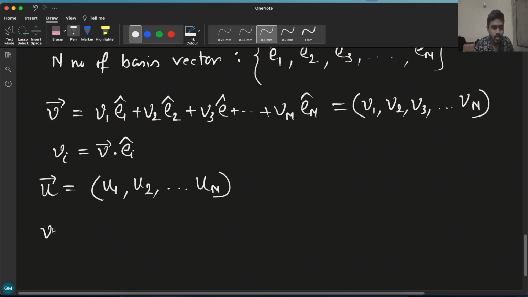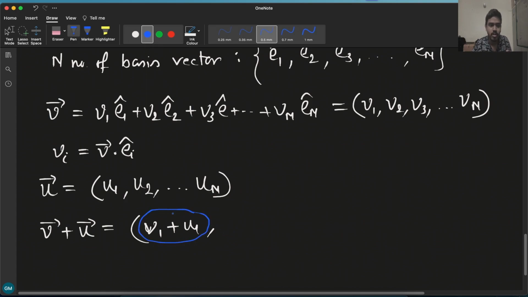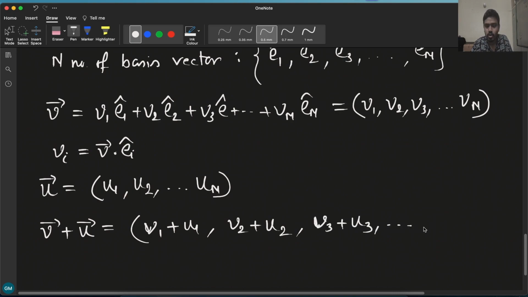So then v plus u, we will add it like this. So v1 plus u1 will form the first tuple of v plus u, and then v2 plus u2. So the same algebra we are following, but we don't have any pictorial representation here because we are in n dimension now. So v3 plus u3, dot dot dot, vn plus un.